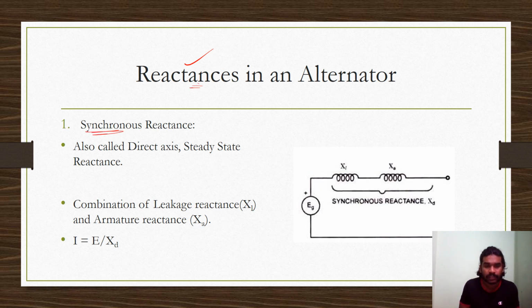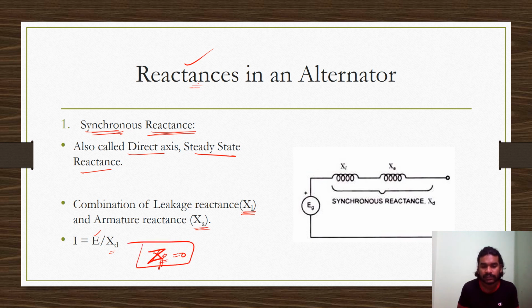The first reactance we will be seeing is synchronous reactance. Synchronous reactance is the normal steady state reactance. It is also called steady state reactance or direct axis reactance. It is essentially the combination of winding leakage reactance and the reactance due to the armature reaction, also called armature reactance, and its value is given by the internal EMF by Xd, assuming that the fault impedance Zf is equal to 0. What is Zf equal to 0?